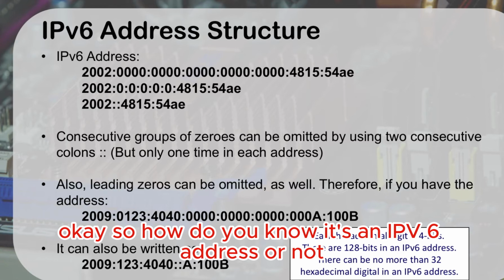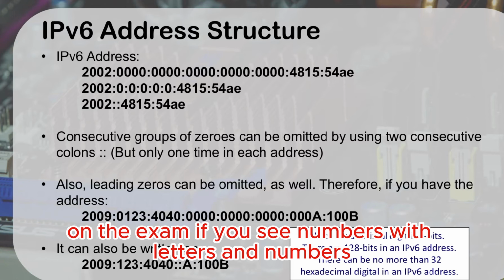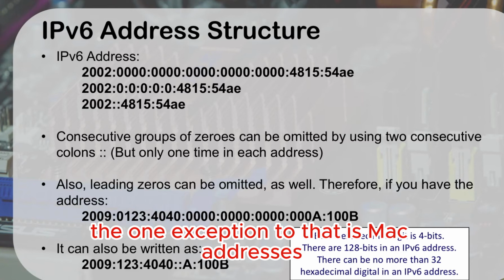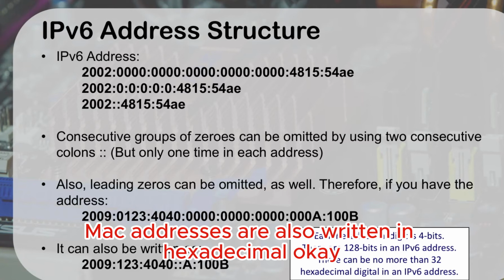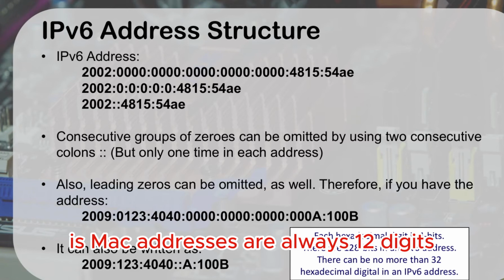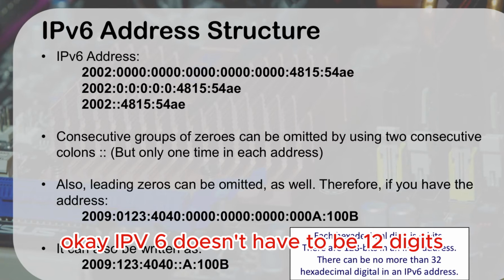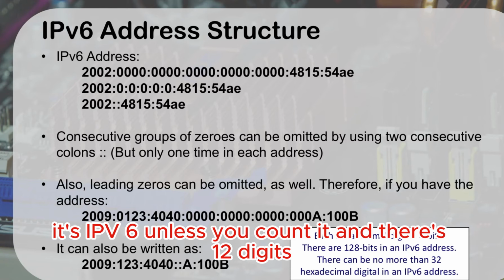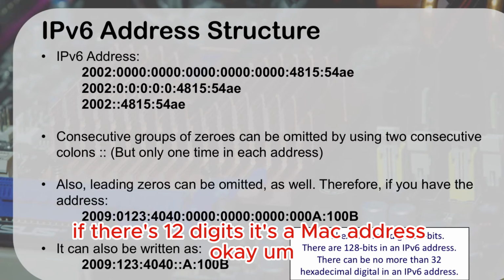So how do you know it's an IPv6 address or not on the exam? If you see numbers with letters and numbers, it's probably IPv6. The one exception to that is MAC addresses. MAC addresses are also written in hexadecimal, okay? The big thing though is MAC addresses are always 12 digits, okay? IPv6 doesn't have to be 12 digits. So if you see something that looks like this, it's IPv6 unless you count it and there's 12 digits. If there's 12 digits, it's a MAC address, okay?